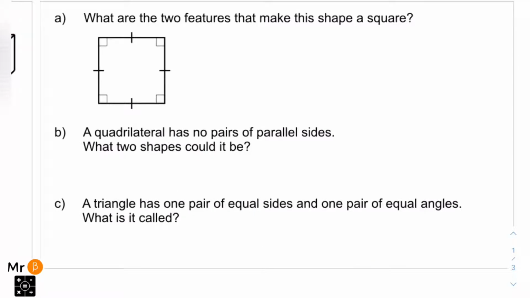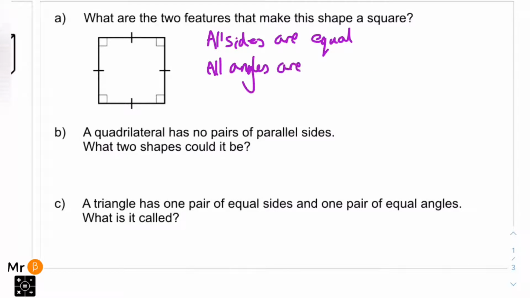Question 4. What are the two features that make this shape a square? We've got all sides are equal and all angles are equal and 90 degrees. That's what makes that a square.